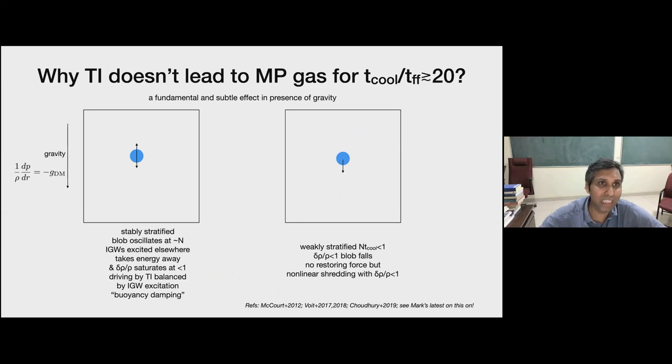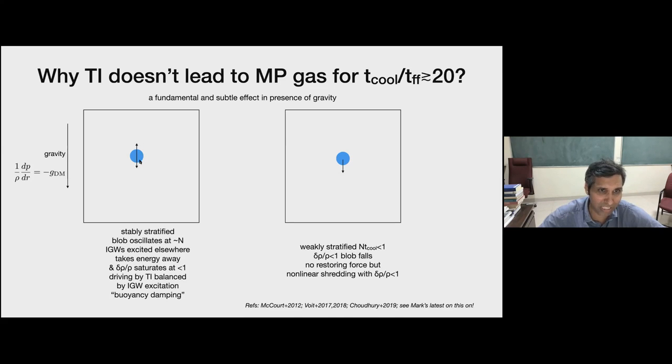Now, one of the questions is why thermal instability does not lead to multi-phase gas for large cooling time to free fall time ratio. And it's a fundamental and a subtle effect. Here is our toy atmosphere, which is hydrostatic, and there is gravity. So you consider a blob here. You can consider two limits. One where the background atmosphere is strongly stratified. So this blob is actually oscillating very, very rapidly at the local Brunt-Väisälä time scale.